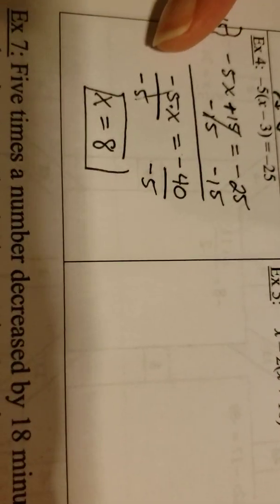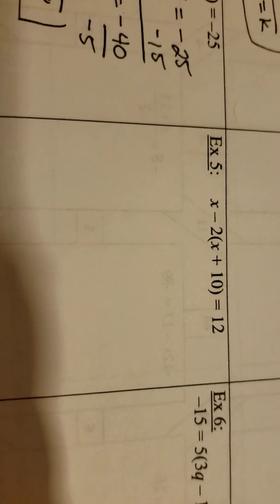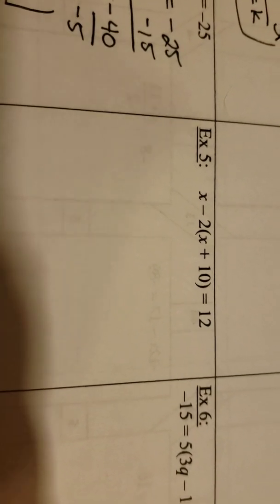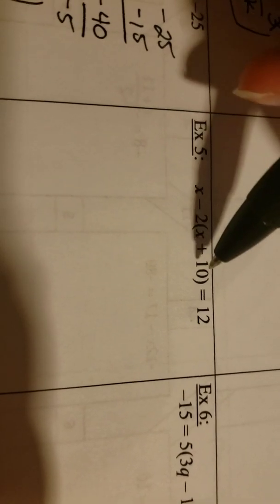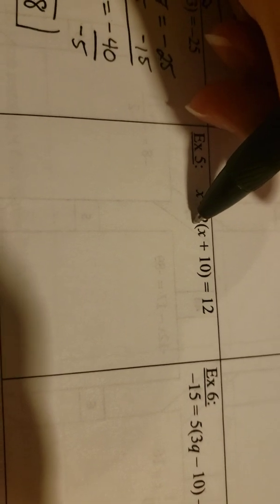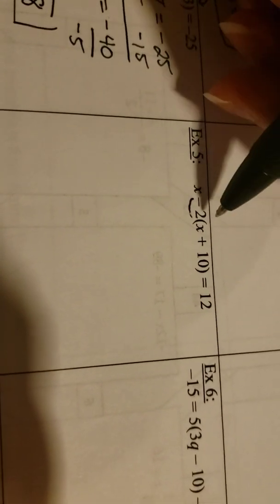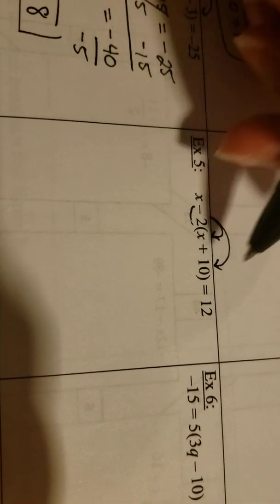Okay, and then I'll do one more example here because I do have the rest of the notes uploaded for you. So this example kind of does a little bit of everything. First we have distributive property. So we need to multiply in here, and what are we multiplying in? A negative 2. So we're going to do negative 2 times x and negative 2 times 10.